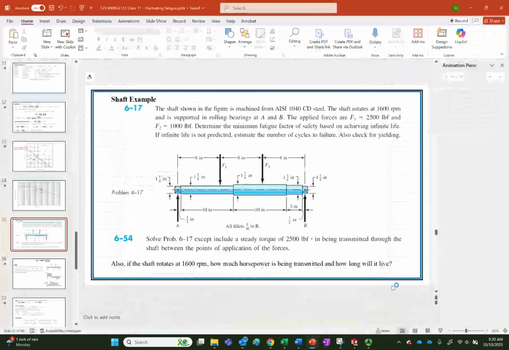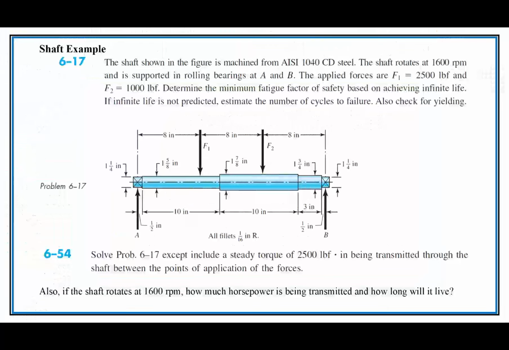All right, here is another example for class number 11. I'm doing shaft example 654. In this one we have the 2,500 and the 1,000 pounds from problem 617, and they're applied here onto this. It's a 2D shaft instead of a 3D shaft, really. But anyway, it's the same idea, except with just another additional plane.